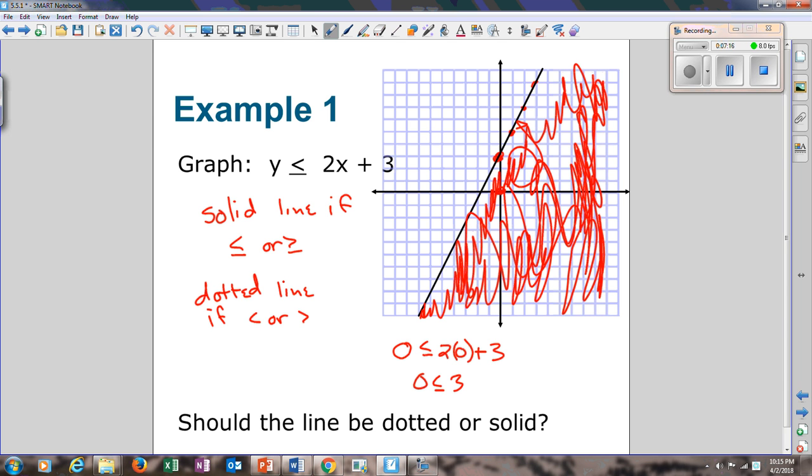You could also just look at it. I'm pretty good at looking at it and being able to tell which side you should shade. If it's less than, or lower than the line, then that's the side that you shade on.